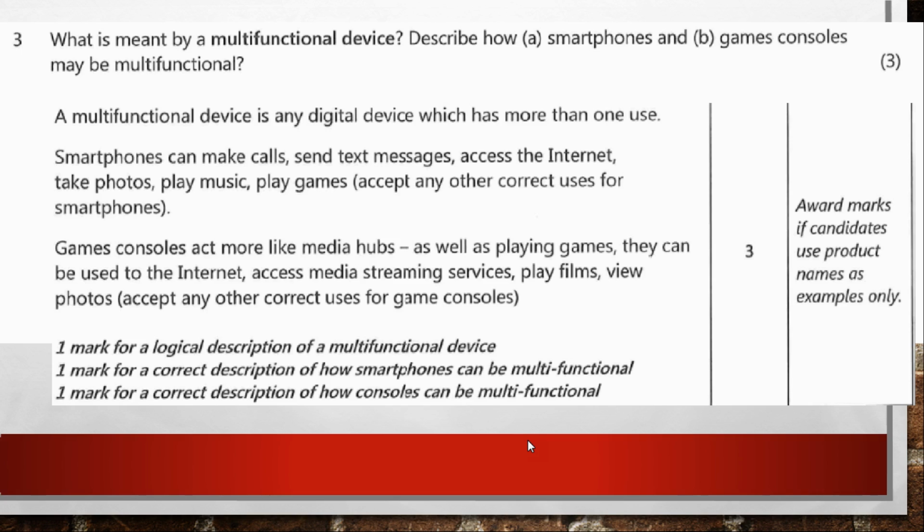For a correct description, smartphones can make calls, send texts, access the internet, take photos. You know that because you've all got smartphones, so you know the different functions on them. Game consoles are a bit like media hubs. I agree with that. They play games, access the internet, play films, music, view photos, and are very similar to normal laptops, aren't they? They have a few more functions. So really go to town on that one. Make sure you get 3.